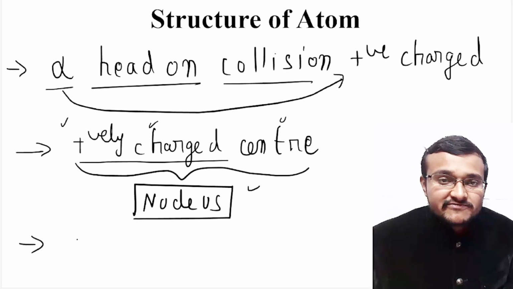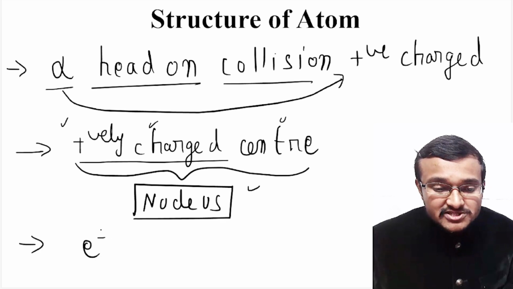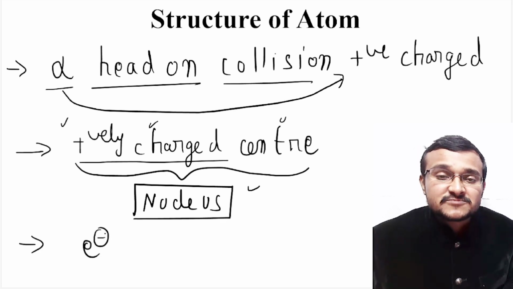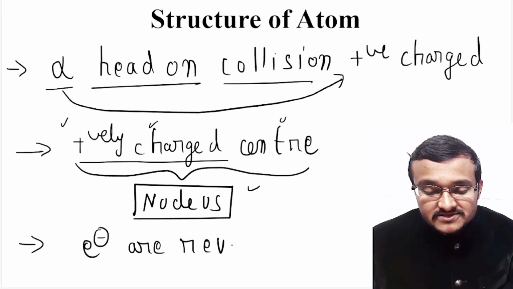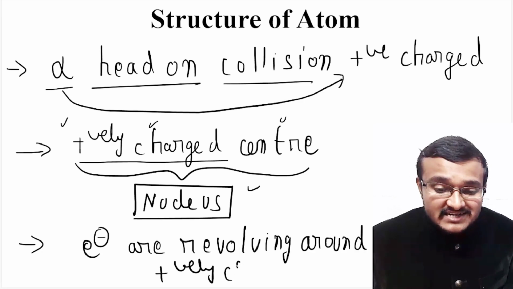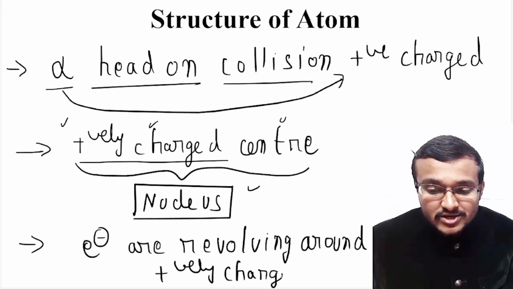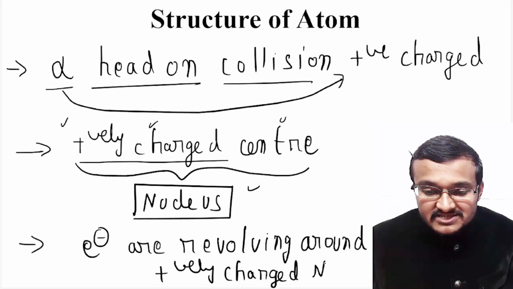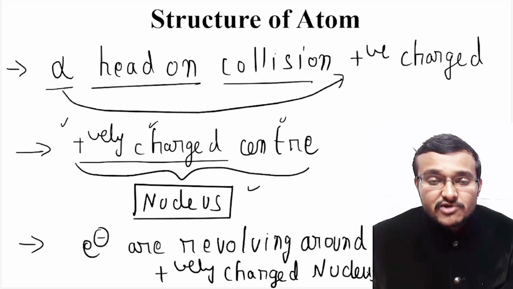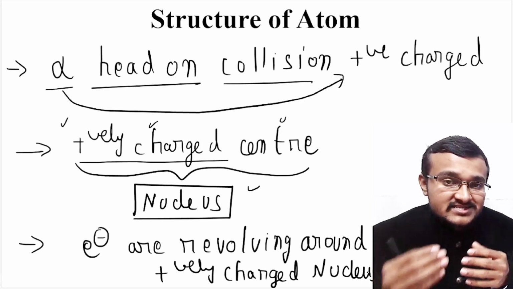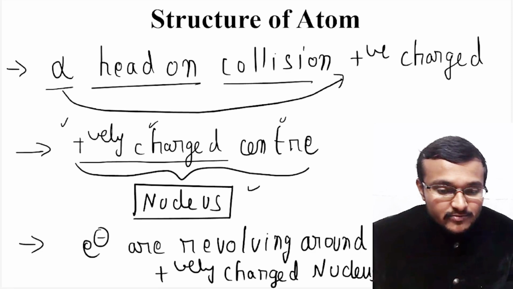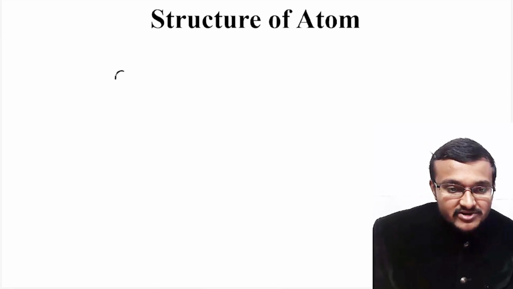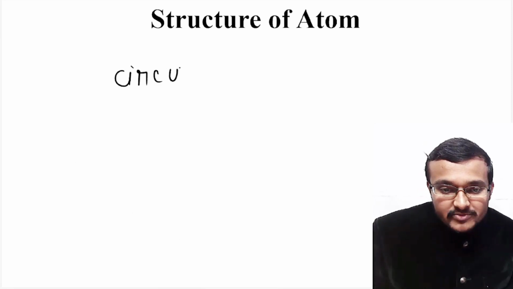Coming to the second point of this theory, electrons present in the atom are revolving around this positively charged center, which is the nucleus. So around this positively charged nucleus, electrons will be revolving in a circular orbit. One more word we should remember is circular orbit.